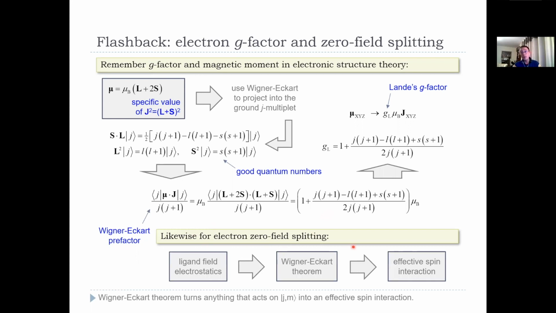And likewise for zero field splitting, right? You've got ligand field electrostatics. They get some electrostatic operators, which through the Wigner-Eckart theorem become an effective spin operator. So this Wigner-Eckart theorem essentially turns anything that acts onto JM operators into an effective spin interaction. So now our mission is to do exactly the same, but for the nucleus.